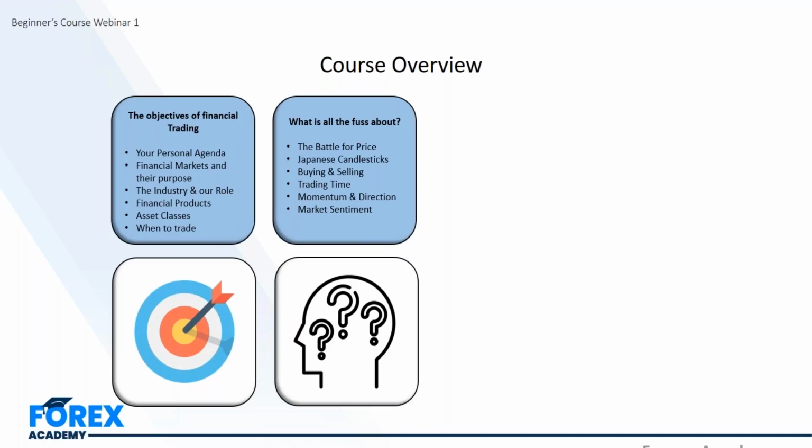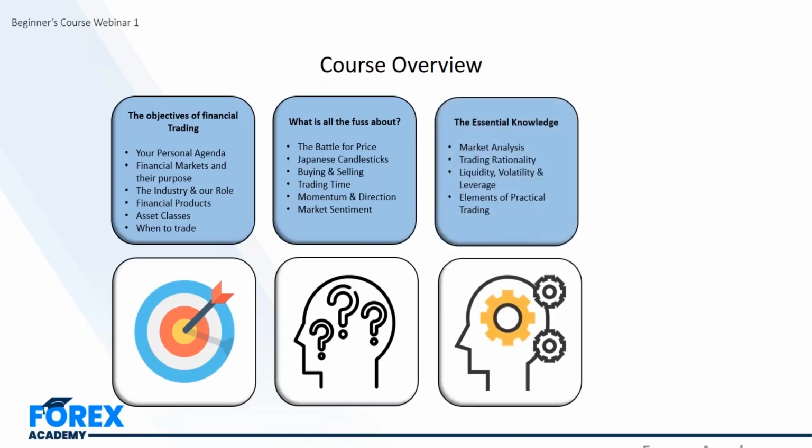Webinar 3 will cover the essential knowledge, the crux of trading. We will first discuss how different analysts look at the market and analyze for trading decisions. Whether we're actually rational decision makers is a good question, so we will be looking at trading rationality. Some of the key elements will be brought into this lesson with liquidity, volatility, and leverage. And then we'll be finishing off lesson 3 with elements of practical trading.